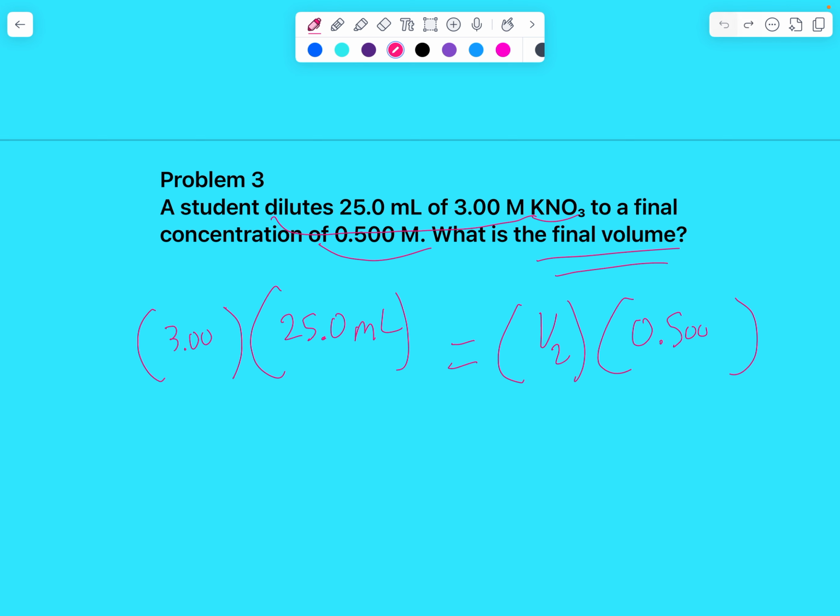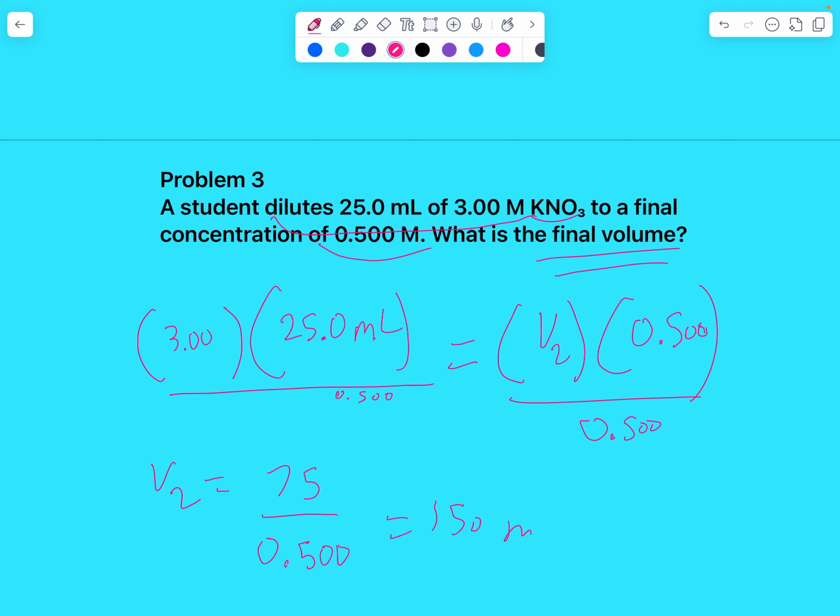So, oh, I put a decimal point there, sorry. So I could write a little nicer. Okay, so I'm going to do 75 for the numerator. Divide both sides by 0.500. And by doing that, well, let's start with the numerator. What's 25 times 3, you guys? 75 divided by 0.500. You're going to get 150 milliliters. I wrote it all in milliliters, so this is your final answer. So just don't forget your units.